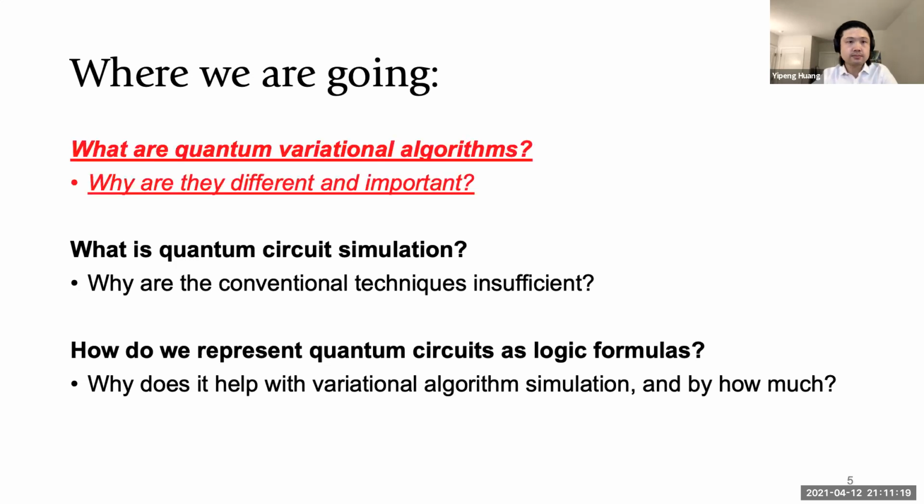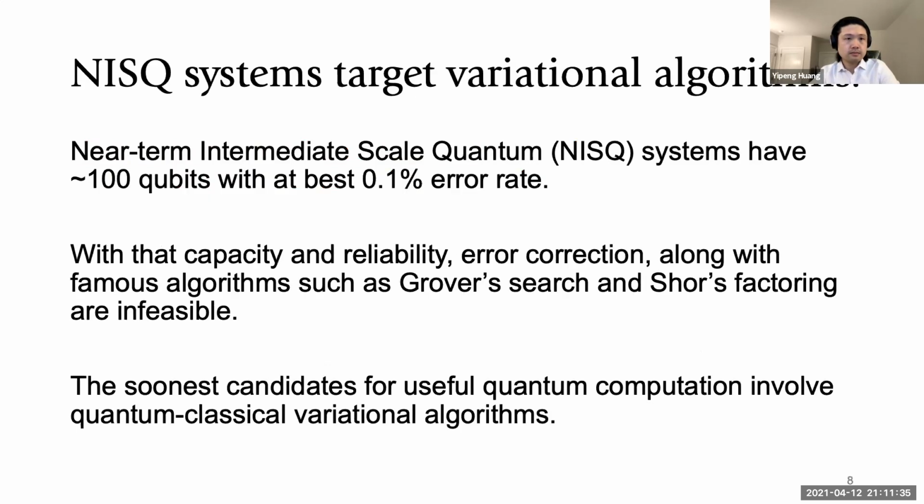All right. So first of all, we'll talk about our target workload, which is this class of variational algorithms that have a lot of attention because they may be the nearest demonstrations of useful quantum computing. So the key property of near-term quantum systems is that they have limited reliability, and also that they have limited capacity to run large quantum programs and quantum circuits.